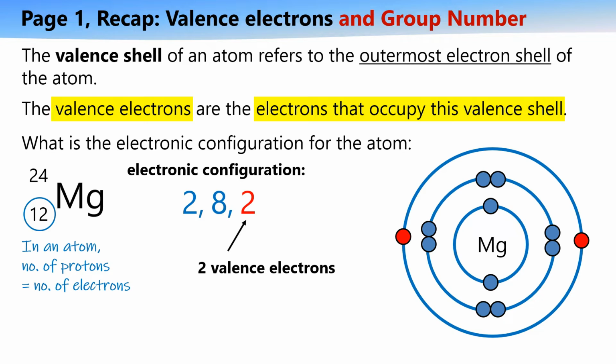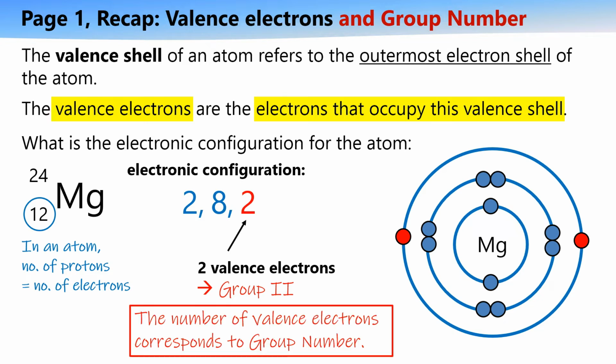I would also like you to add on, because magnesium has 2 valence electrons, it will belong to group 2 of the periodic table. Please remember, the number of valence electrons corresponds to the group number of the periodic table. So write down these notes also. For example, magnesium has 2 valence electrons, so it will be in group 2 of the periodic table. And similarly, aluminum just now has 3 valence electrons, so it will be in group 3 of the periodic table.